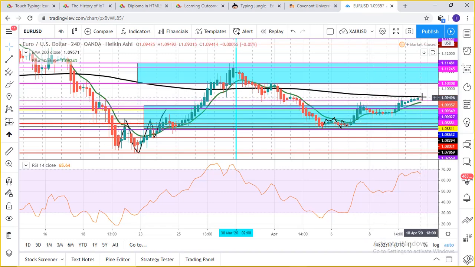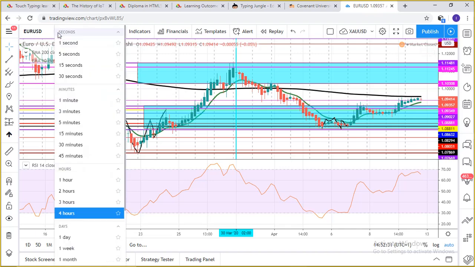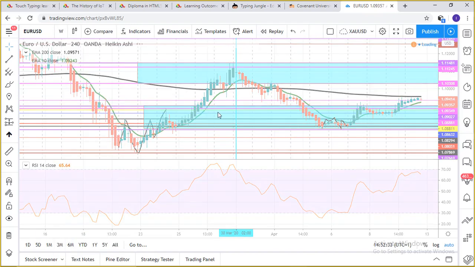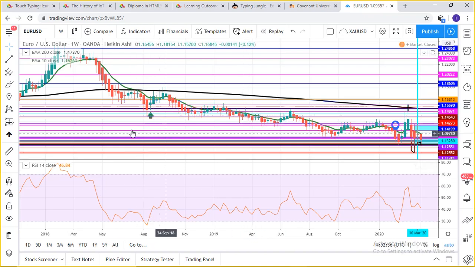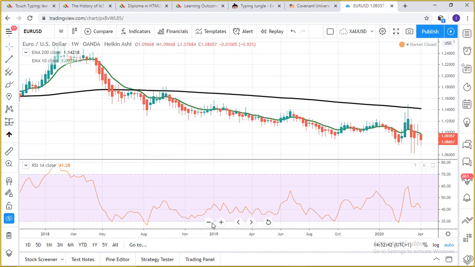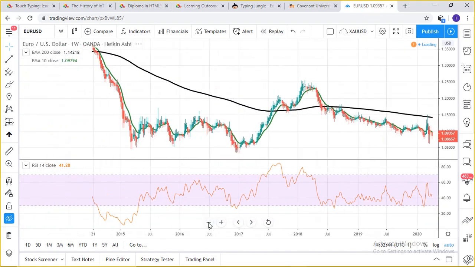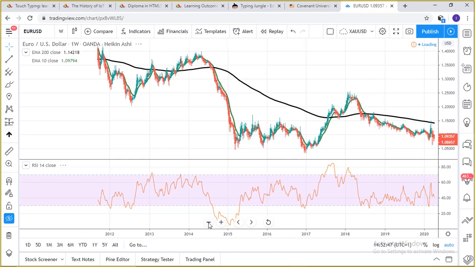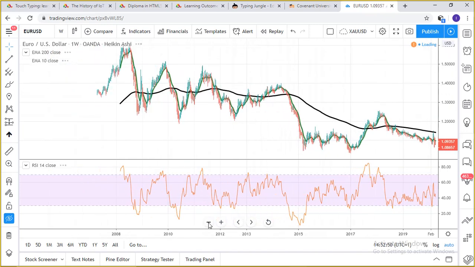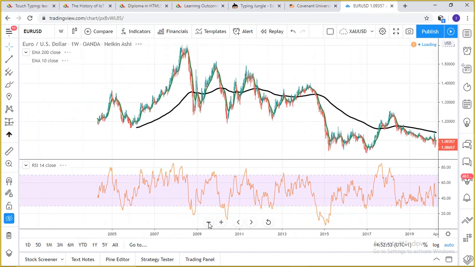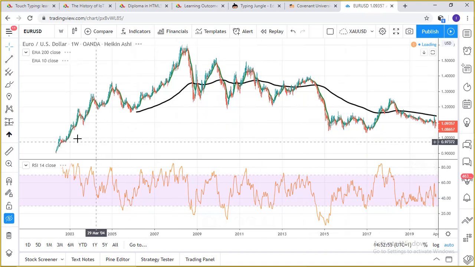On 4 hour, you can see that it's appearing as if it's going to sell. It might just sell shortly before buying again. Now let's go to weekly candle for the analysis. Weekly candle short analysis, an overview of what this particular pair has been doing.